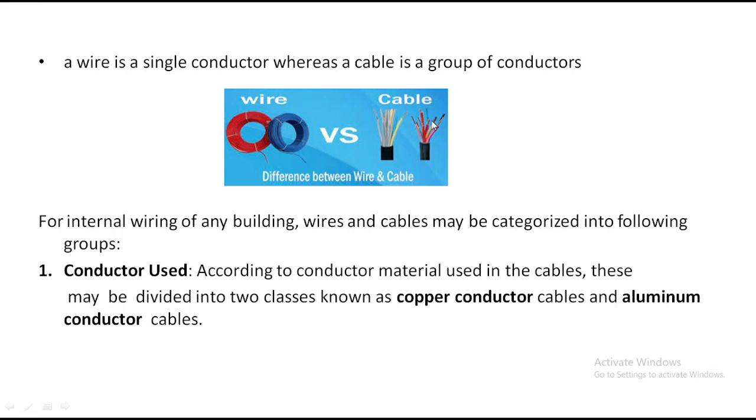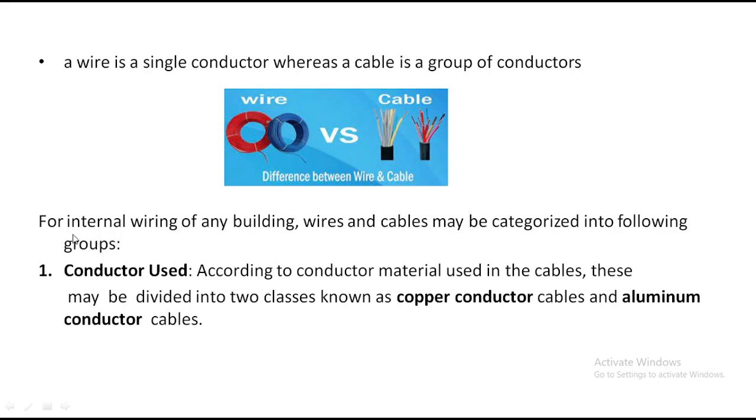A cable may be single core or 3 core or 4 core, depending on the application. But a wire has only one conductor. That is the only difference. Generally in our electrical system, wires and cables are very much applicable. Without wires and cables, there is no possibility of supplying power from one place to another place. That's why these are very important. We have to learn this.